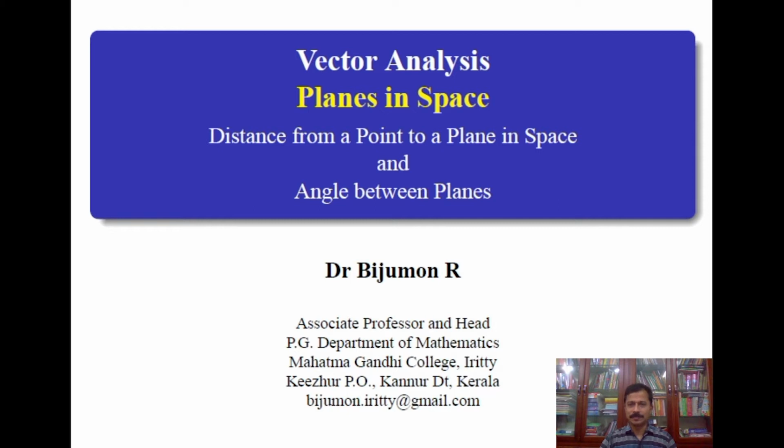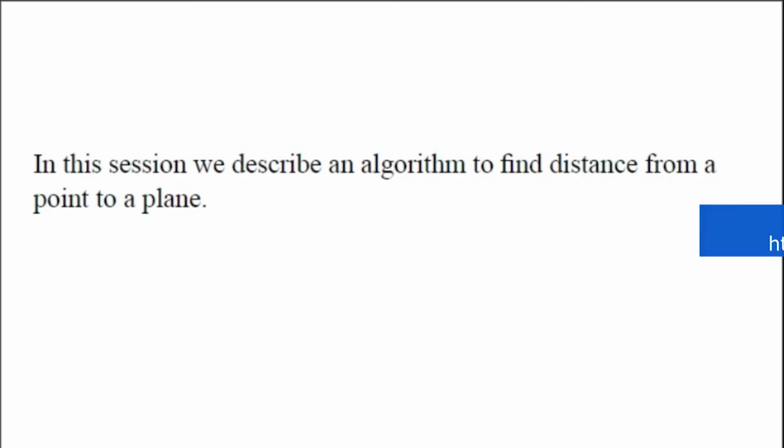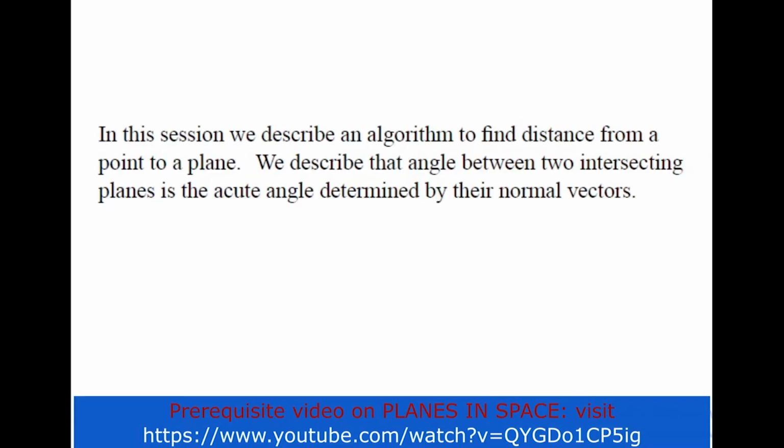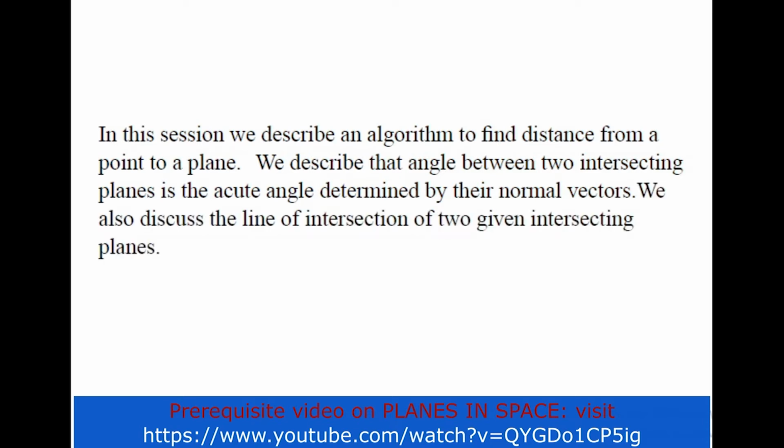Vector analysis. Planes in space. Distance from a point to a plane in space and angle between planes. In this session, we describe an algorithm to find distance from a point to a plane. We describe that angle between two intersecting planes is the acute angle determined by their normal vectors. We also discuss the line of intersection of two given intersecting planes.